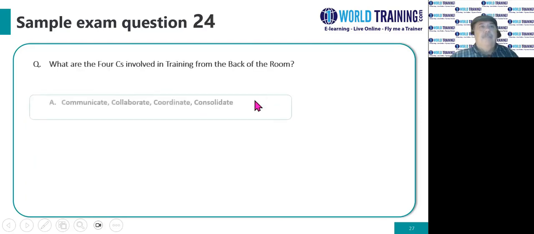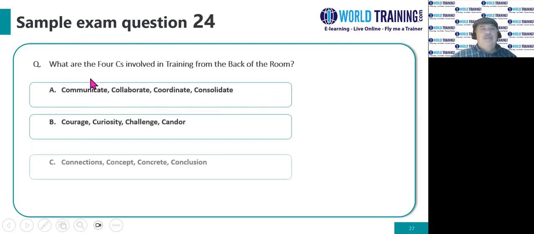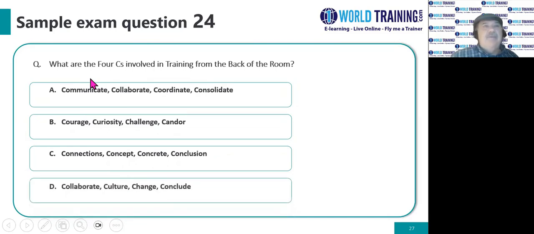Yeah. What are the 4 C's involved in training from the back of the room? Okay, you remember that was the book. Communicate, collaborate, coordinate, and consolidate. Courage, curiosity, challenge, and candor. Connections, concept, concrete, and conclusion. Collaborate, culture, change, and conclude.